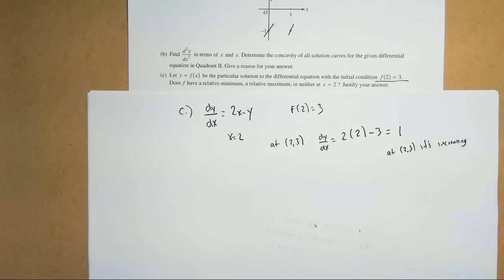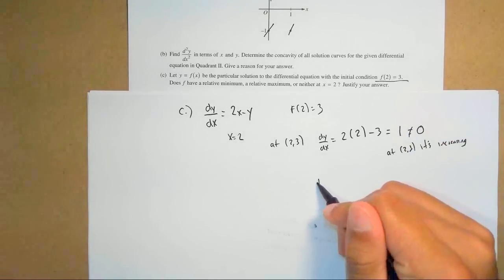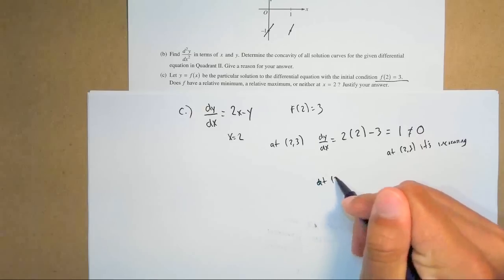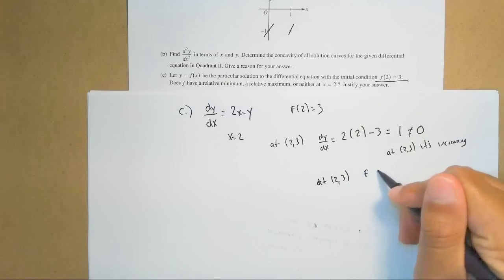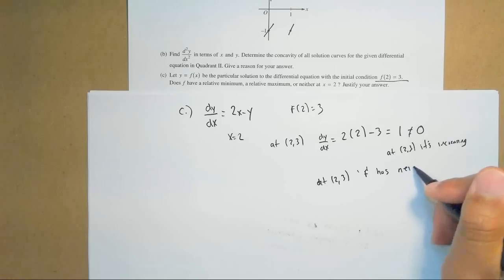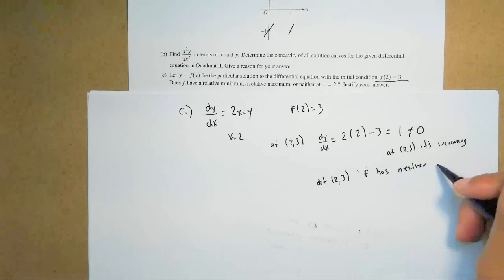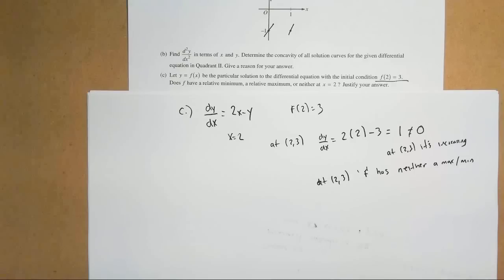Well, if it's increasing, there's no way it's going to be a min or max. Because how do I know if it's going to be a min or max? I have to get a value of 0, because a 0 would be a critical number. So because this does not equal 0, at (2, 3), f has neither a max nor min. Okay? So it's one of those things you kind of understand.